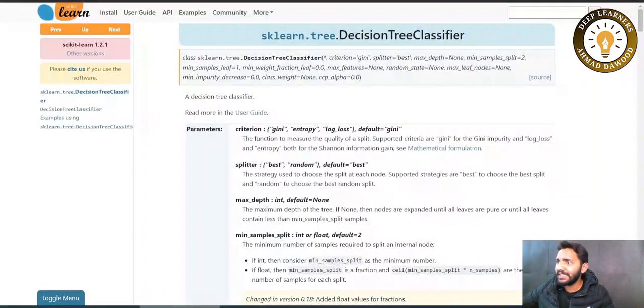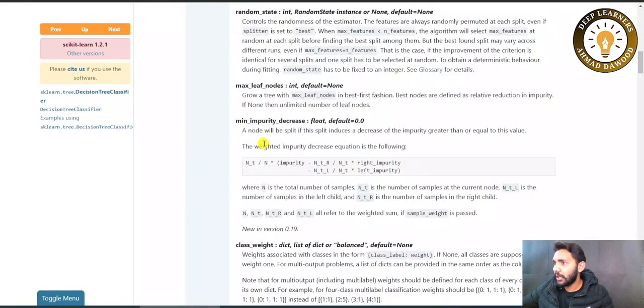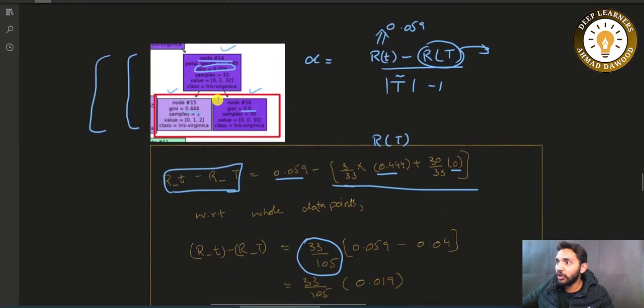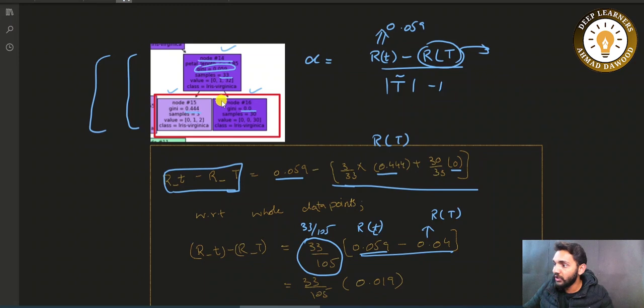We also have discussed that decrease in impurity in that particular hyperparameter. If I show you here, in this minimum impurity decrease, first we calculate the decrease in impurity, then multiply with the proportion, the weight of that particular node for which we are calculating the decrease in impurity. So this node number 14 has 33 samples. We will multiply 33 by 105 with the decrease in impurity. This is the impurity of the tree that we have considered. This is the impurity of the root node of the tree.